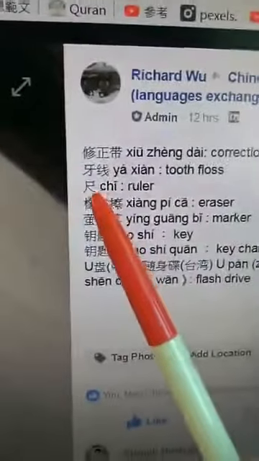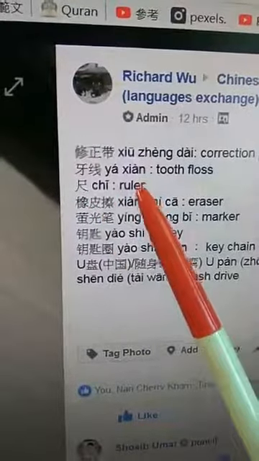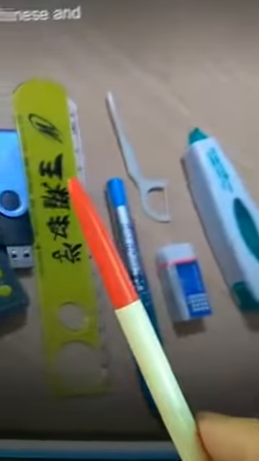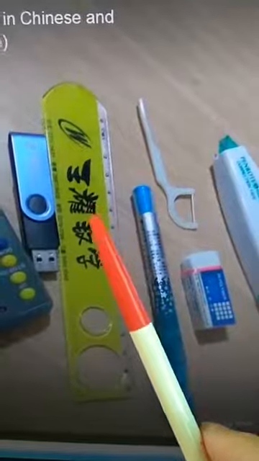Okay, 尺, ruler. Okay, this is a ruler, 尺.